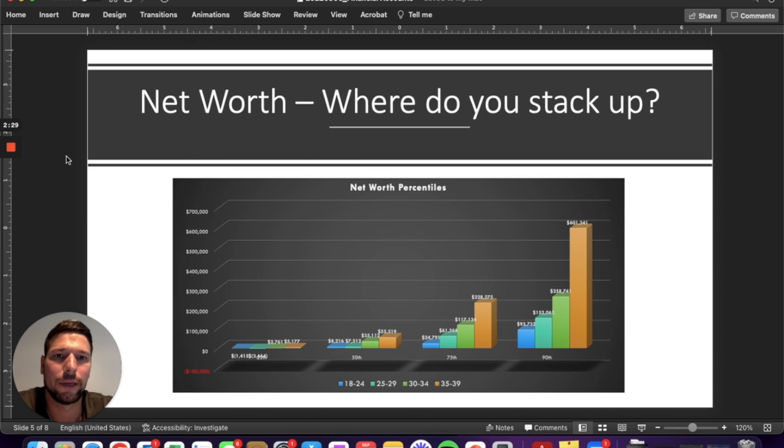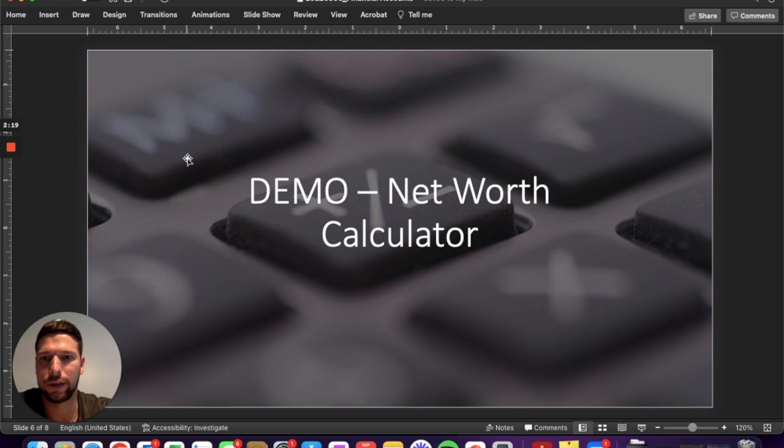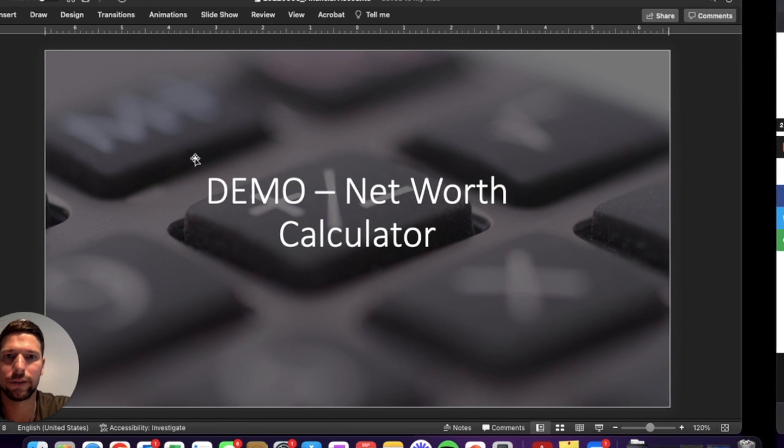Now I want to talk a little bit about net worth and understanding how you calculate that, and where you stack up against others that are in your age range and their net worth. So for this, I put together a little bit of a demo calculator. So I'll hop over to that.